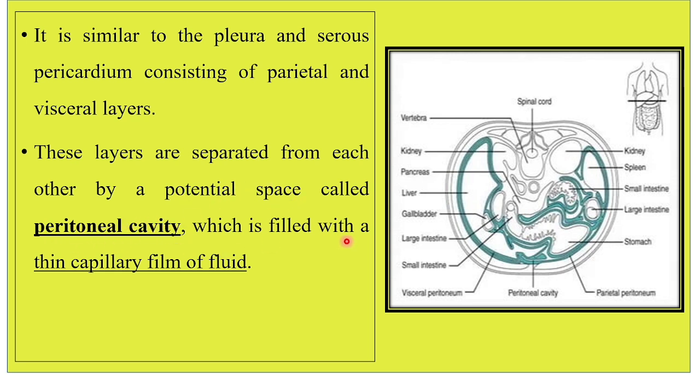This peritoneal cavity will be filled with a thin capillary film of fluid. So you can see here, this is the peritoneal cavity, and there are two layers: the superficial or outer parietal layer, and the inner visceral layer. And you can see the peritoneal cavity is filled with the capillary film of fluid.